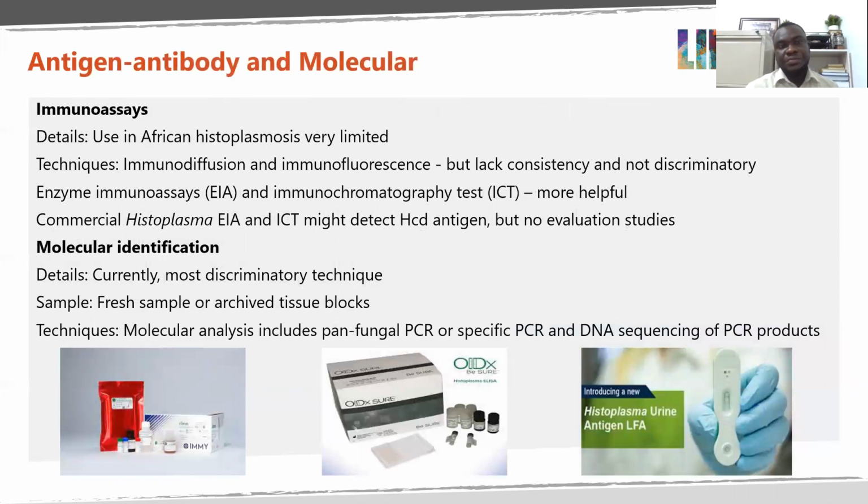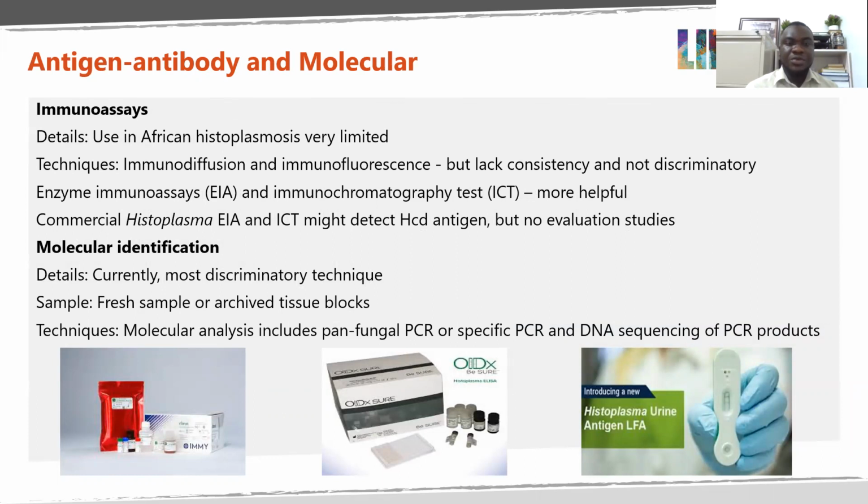So there are non-culture based assays, antibody and antigen assays, available for histoplasmosis, but they've been rarely used in African histoplasmosis. They are quite common and more often used in classical histoplasmosis. But some immunodiffusion and then immunofluorescence techniques have been employed in African histoplasmosis, but they seem to lack consistency, and as usual, are not able to differentiate between the two variants.